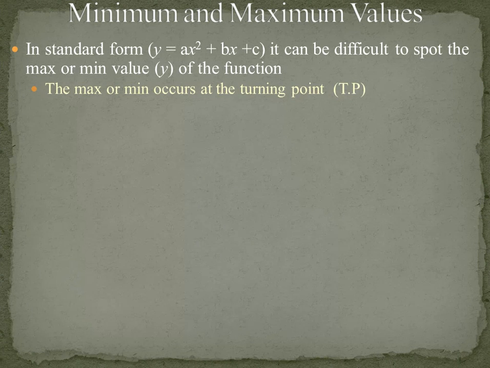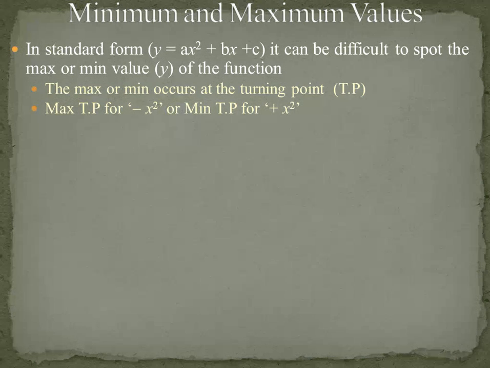Now, what we're dealing with in terms of quadratics, the max and min will occur at the turning point. Both won't occur at the turning point. It'll be one or the other, depending on what type of quadratic you have, and that will depend on the quadratic function you're given in algebraic form. A max turning point occurs when you have a negative x squared quadratic, and a minimum turning point when you have a positive x squared quadratic. So which type it is will depend on whether you're being asked to look for the max or min.